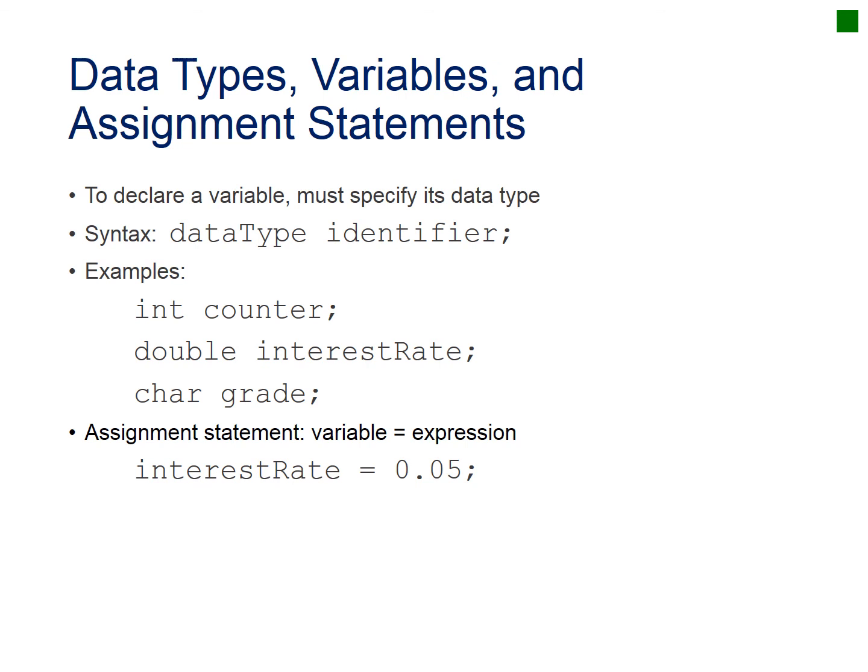Declaring variables and assignment statements. When a variable is declared, a data type must always be specified. For example, counter is declared as an integer, grade is declared as a character. When an assignment statement is used, we follow the syntax of variable equal expression. For example, interest rate equals 0.05.